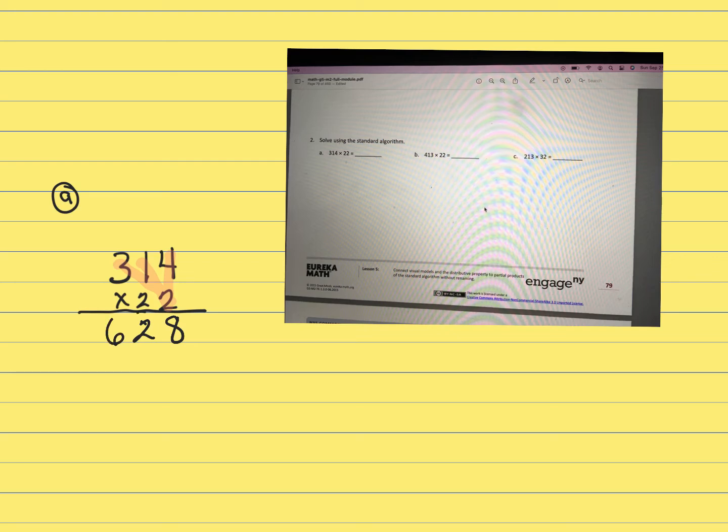Now I'm going to my 20, my 2 is in my tens place, so I'm going to add a 0 here to hold my place value. Now I'm going to do 2 times 4 is 8, 2 times 1 is 2, and 2 times 3 is 6. And then I'm going to add those two together.